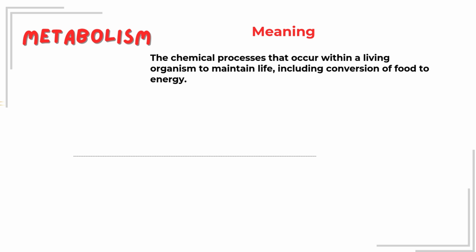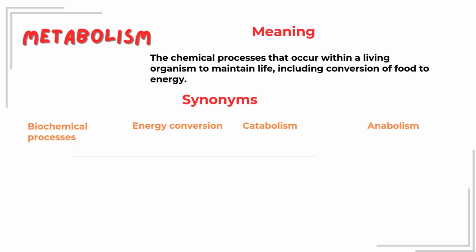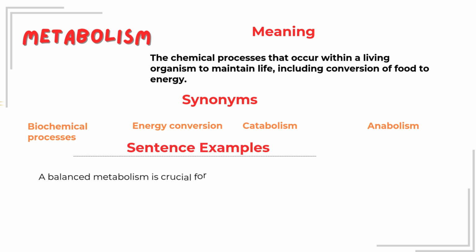Metabolism. The chemical processes that occur within a living organism to maintain life, including conversion of food to energy. Biochemical processes. Energy conversion. Catabolism. Anabolism. A balanced metabolism is crucial for maintaining overall health and wellness.